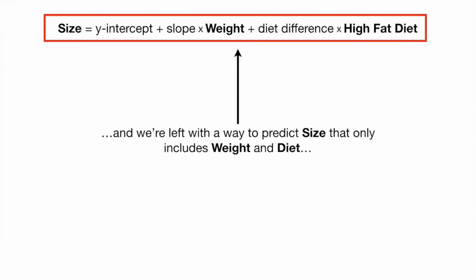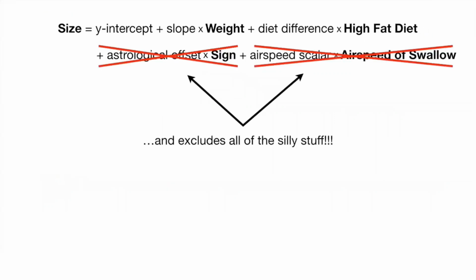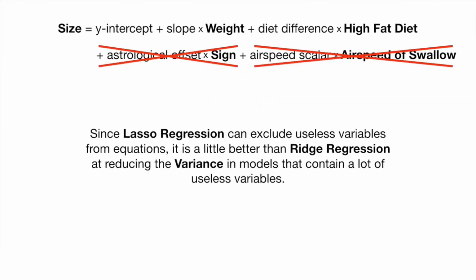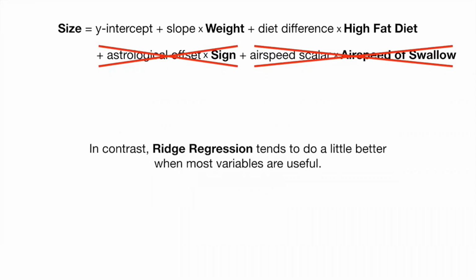So we are left with size equals to weight and the diet, which is what is required for our analysis, and we exclude the silly stuff here. Since lasso regression can exclude useless variables from equations, it is a little better than ridge regression at reducing variance in models that contain a lot of useless variables. Now you understand the difference between lasso regression and ridge regression. Ridge regression tends to do a little better when most variables are useful.